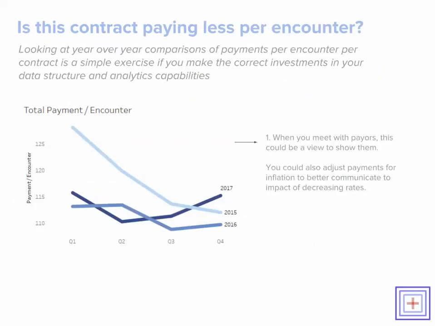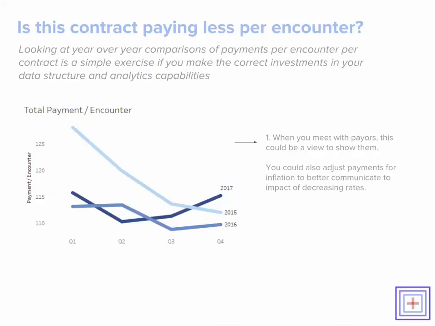So to answer the question, is this contract paying less per encounter? What this chart is showing is quarter year over year, what's been the change to payment by encounter. This would just be a really quick view to show your payers, hey, payments have decreased by encounter, or have, in this case it's decreased, but maybe they've increased.